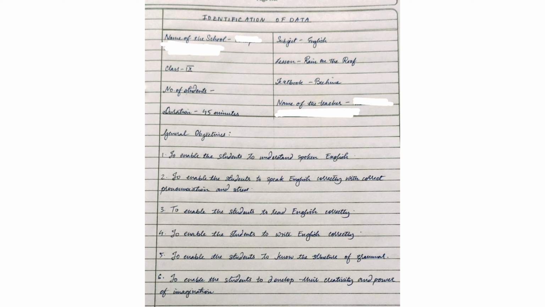I have written 6 of them, so I'm going to read it out for you. The first one, to enable the students to understand spoken English. 2. To enable the students to speak English correctly with correct pronunciation and stress. 3. To enable the students to read English correctly. 4. To enable the students to write English correctly. 5. To enable the students to know the structure of grammar. 6. To enable the students to develop their creativity and power of imagination.